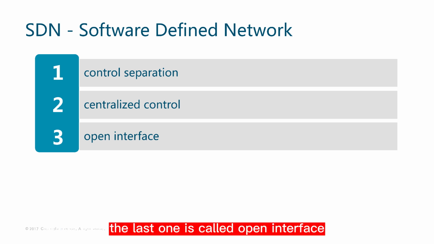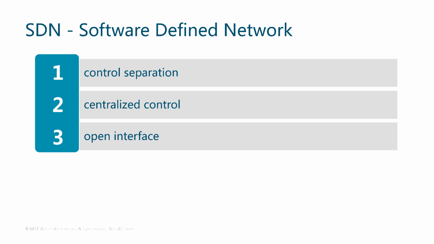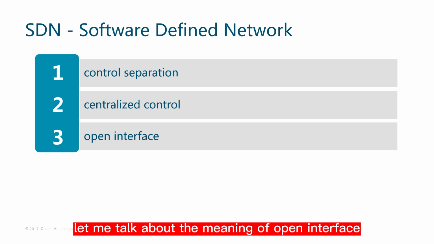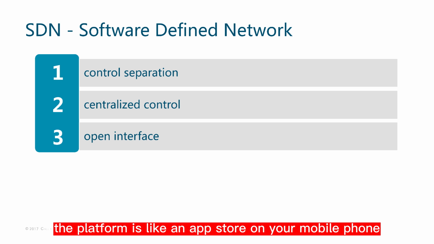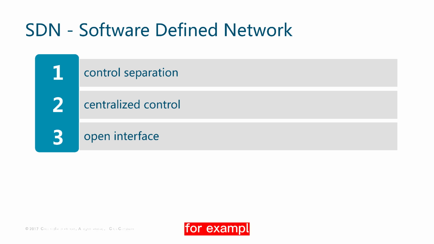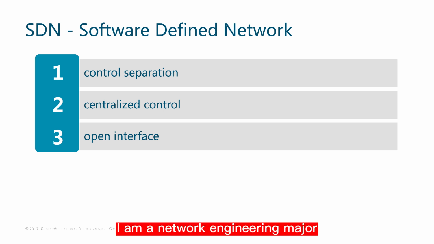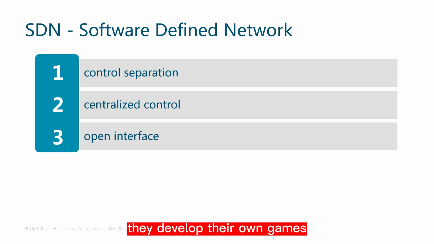The last one is called Open Interface. Everyone may not fully understand it now, so let me explain the meaning of Open Interface. It's like a platform, like an app store on your mobile phone. What service do you need? You go in and download it. For example, in college I was a network engineering major, and many of my classmates were engaged in game development. They developed their own games and then uploaded them to the App Store to play for free. It was a graduation project.